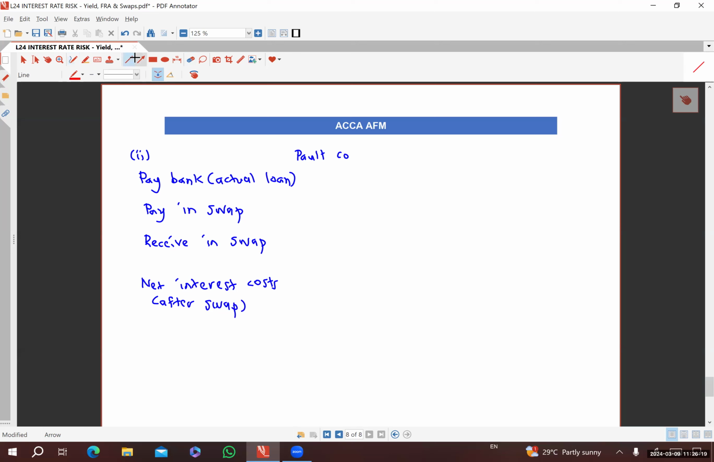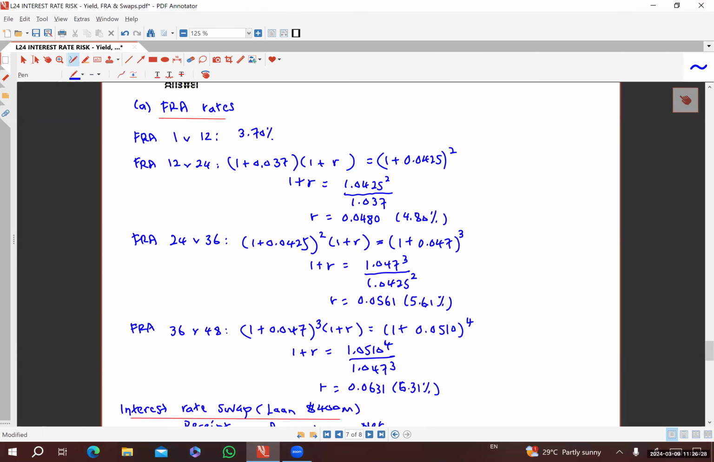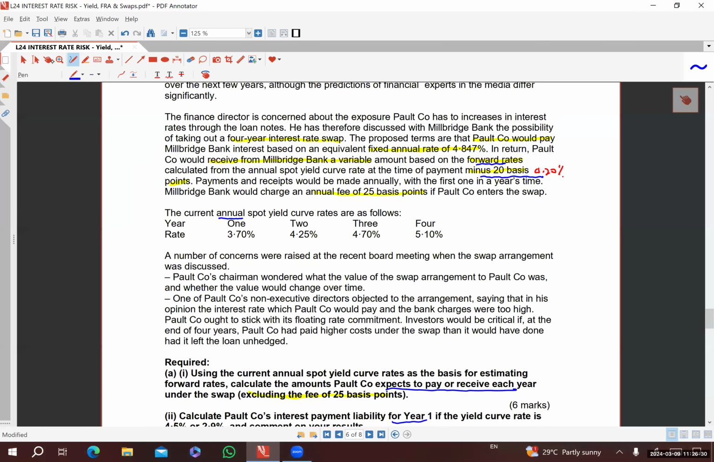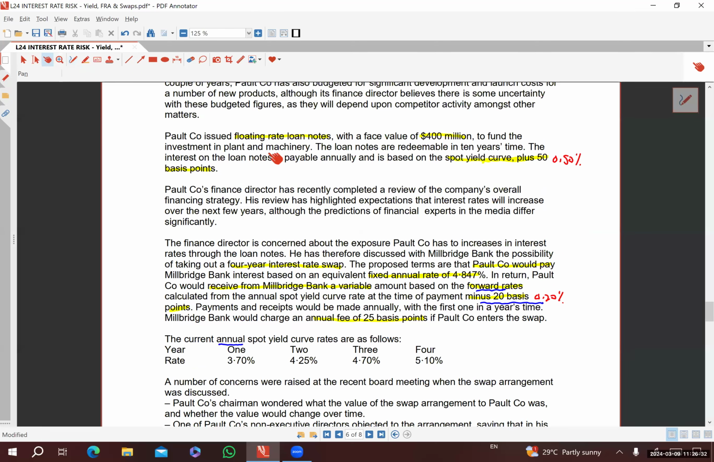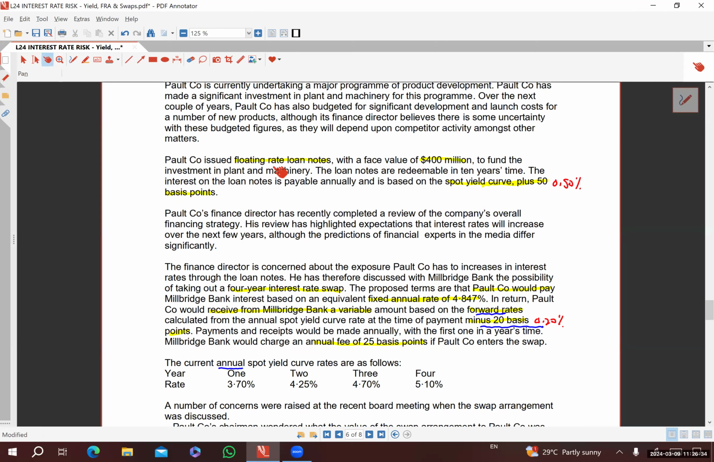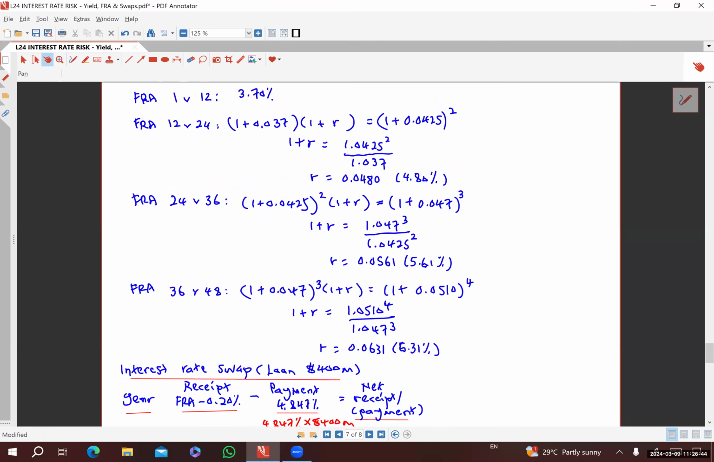Okay, remember this? Right, actual loan first. The actual loan is floating rate, based on the spot yield curve plus 0.5%. So now it's floating. Actual loan to the bank.